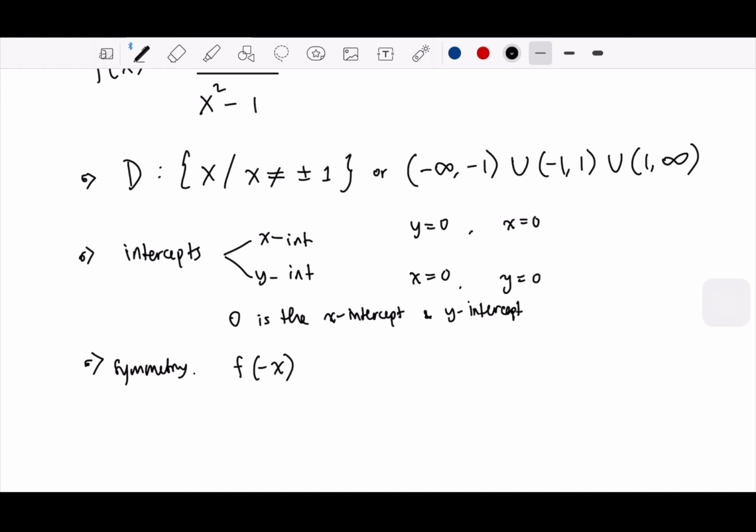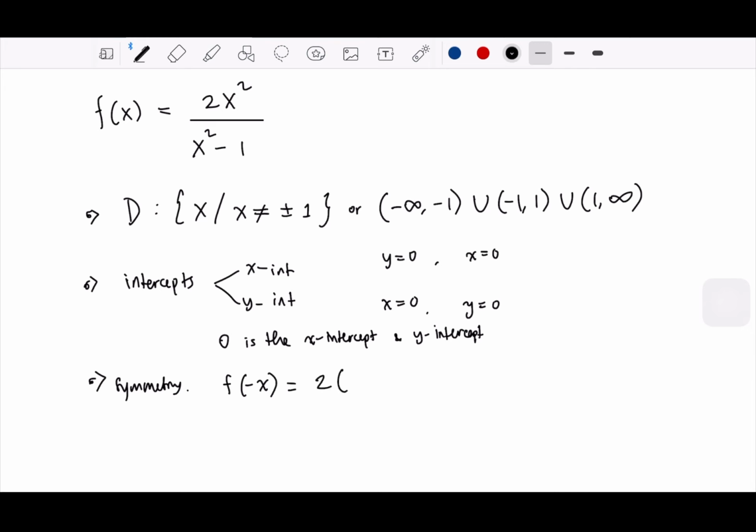Checking f, input the negative x. So we are going to have 2 and exchange all x with negative x. And we'll see that it's going to be the same as the original function, which means this is an even function.